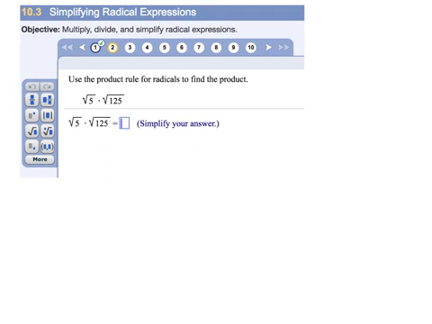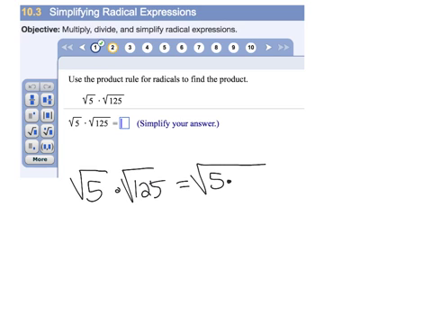All right, for simplifying this one, they're actually giving us a hint to use the product rule. Let me show you what that means. So they've got the square root of 5 times the square root of 125. That means we can put them together and get the square root of 5 times 125. And then I can start breaking things apart. And I'm going to decompose 125. I'm going to factor that. So it becomes 5 times, and then when I factor 125, I get 5 times 5 times 5. All right? So 125 is 5 times 5 times 5, and we had the 5 original.